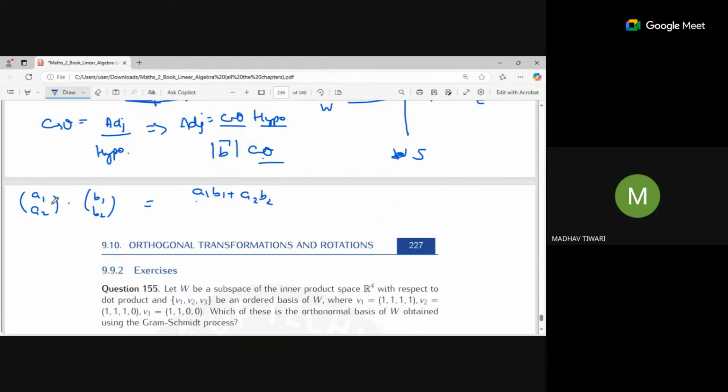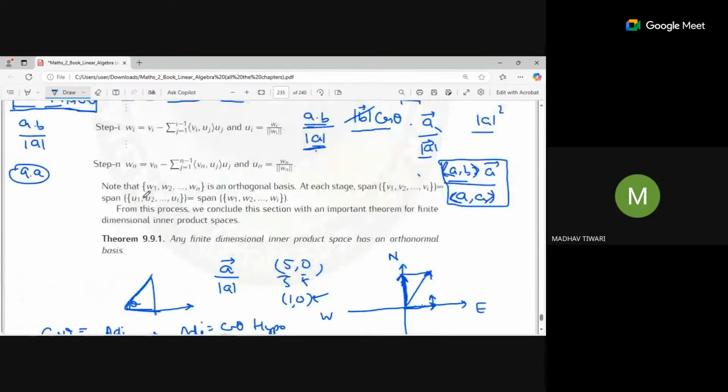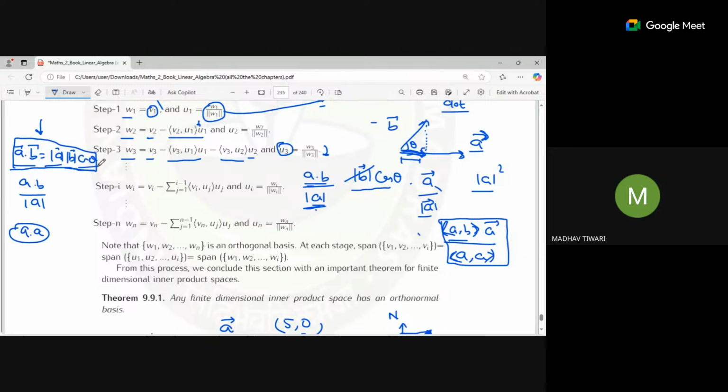But suppose the components are not given, only the length is given, and the direction or the angle between these two vectors is given. So how will you calculate it then? Then we use this formula. The angle is here, so I will use cos theta, and A dot B is there. Is that clear now?